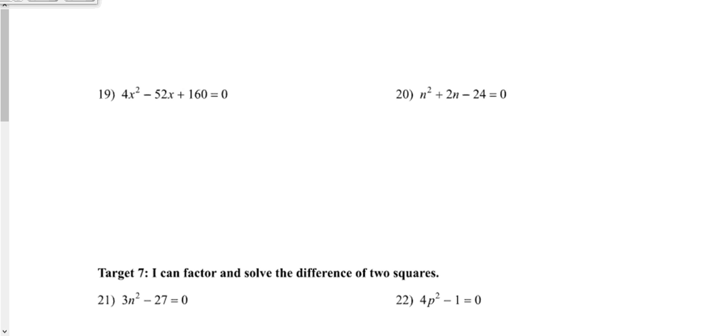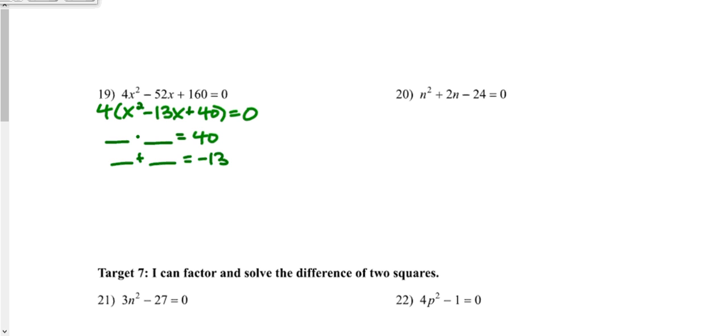Continuing with some factoring practice, looking for a common factor. I do believe there's a common factor of 4 here. So that would leave me with x squared minus 13x plus 40. And then we're going to look for numbers that multiply to a times c, which is 40, and add to negative 13, which is the b value. And negative 8 and negative 5 should work.